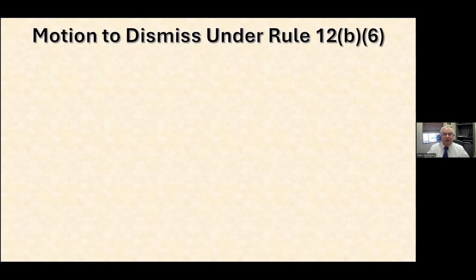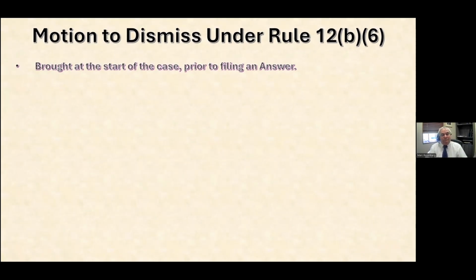So we're going to start off by talking about motions under Rule 12b-6. So again, that's a civil rule, and it's rule number 12, and it's part of the discussion about how do you respond to a complaint when you get it. And one thing you can do is answer. Another thing you can do is file a motion. And these 12b-6 motions are brought at the start of a case prior to filing an answer.